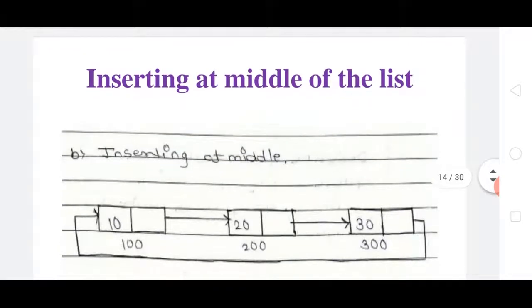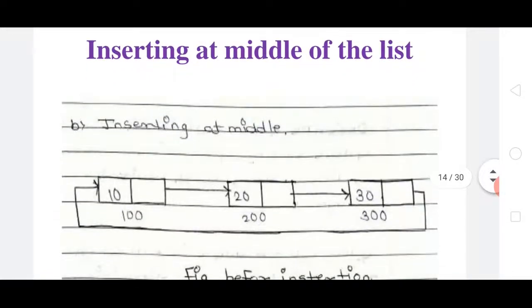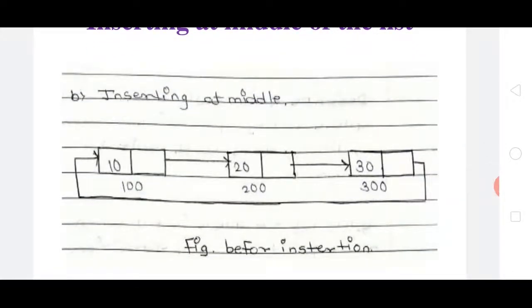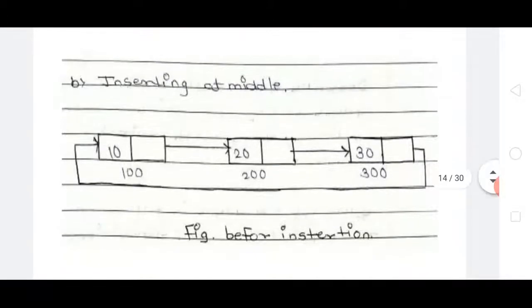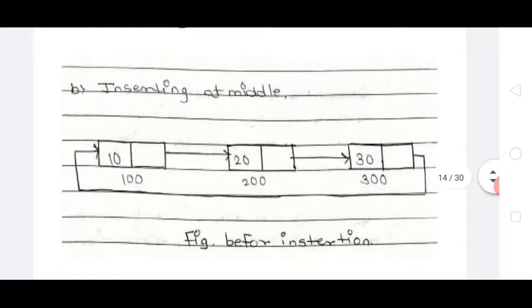The next point is inserting at the middle of the list. Again, see the figure carefully. The name of the figure is before insertion, which contains 3 nodes. The first node contains the element 10, the second contains the element 20, and the last node contains the element 30. The last node is connected to the first node.